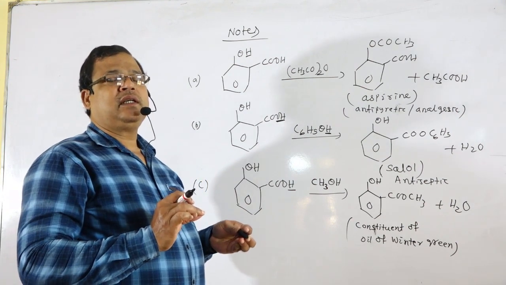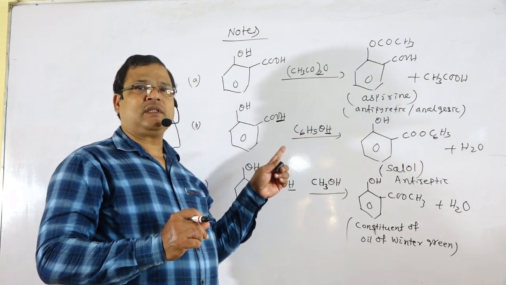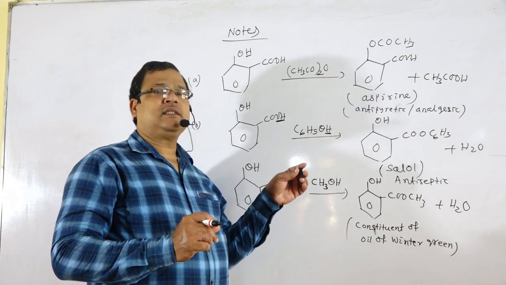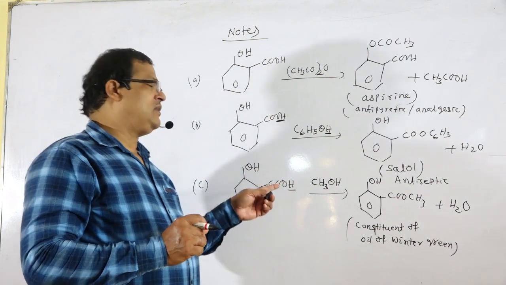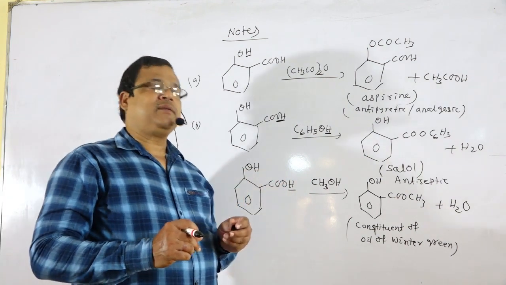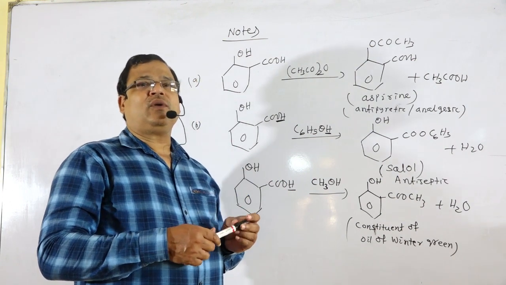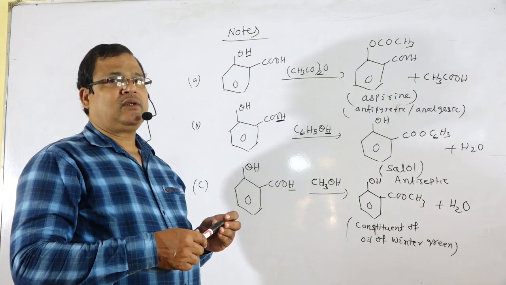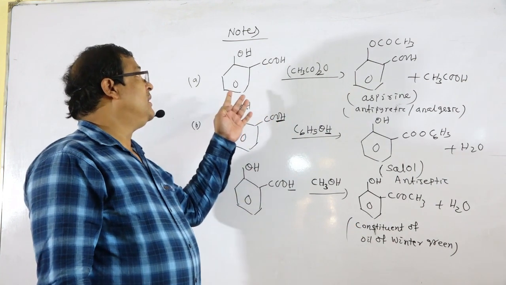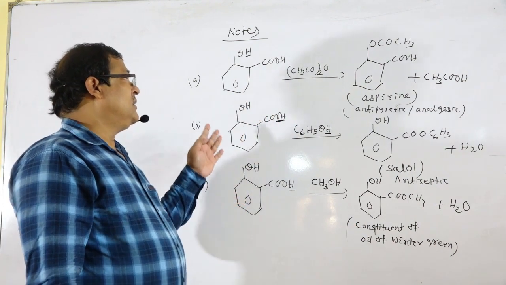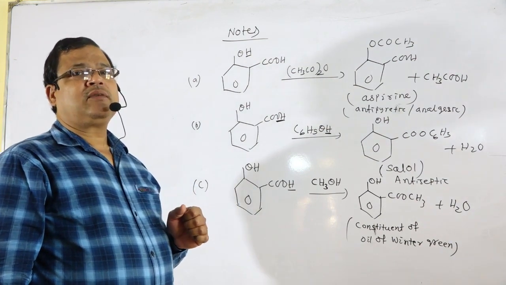So whatever may be the method of preparation of ortho-hydroxybenzoic acid, its importance is this: if it is treated with acetic anhydride, there is the formation of aspirin. If it is treated with phenol, there is the formation of salol, an antiseptic material. And if it is treated with methyl alcohol, there is the formation of a constituent of oil of wintergreen. So these are the different uses of salicylic acid. Next we'll see what the other properties of phenol are.